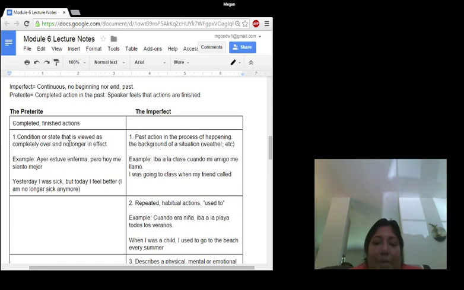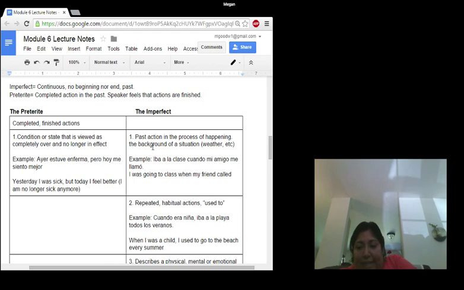The preterite is used for a condition or state that is viewed as completely over and no longer in effect. So the example is, ayer estuve enferma, pero hoy me siento mejor. Yesterday I was sick, but today I feel better. And this implies that I'm not sick anymore.